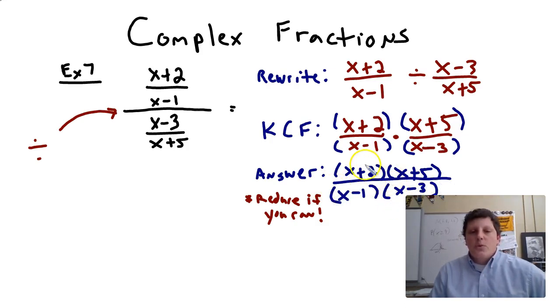And as usual, it doesn't matter if the x plus 5 is first or second, if the x minus 1 is first or second. The order on the top or the bottom doesn't matter, but you need to have both binomials in the top, both binomials in the denominator in order to get the correct answer.